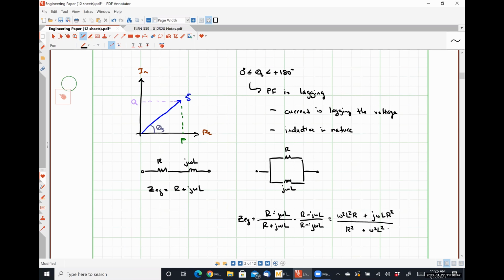So I have a rectangular number, and the sign on the imaginary portion is positive. So I should always have a positive phase angle, even if the two impedances are connected in parallel. So it does not matter whether they're in series or in parallel. Anytime I have a resistor connected to an inductor, I should observe a positive phase angle, okay? So for all cases, inductive loads have positive phase angles.